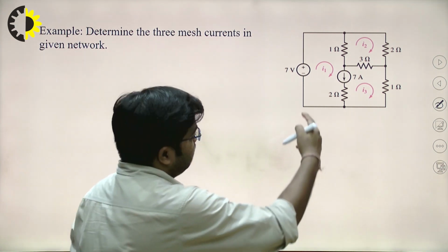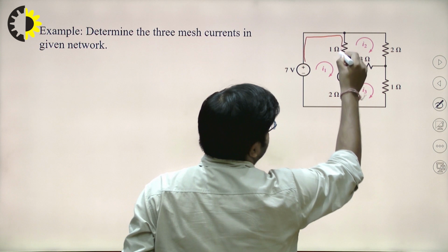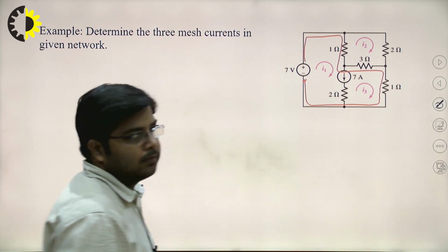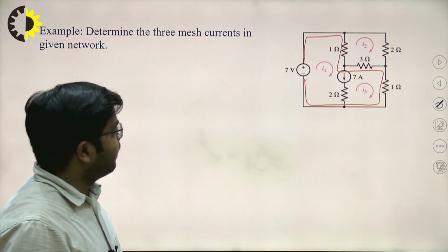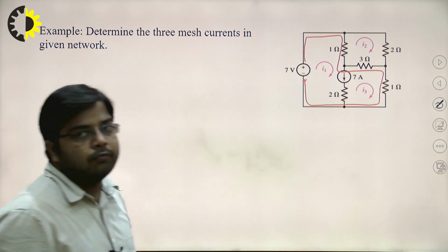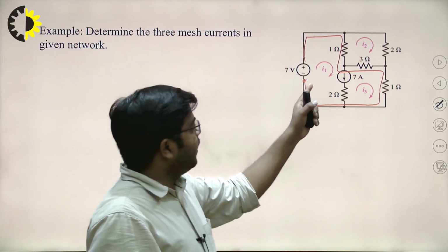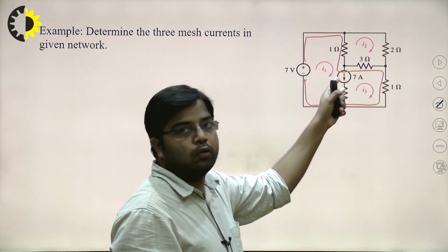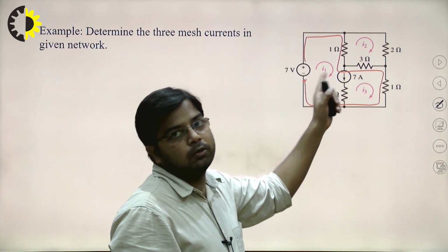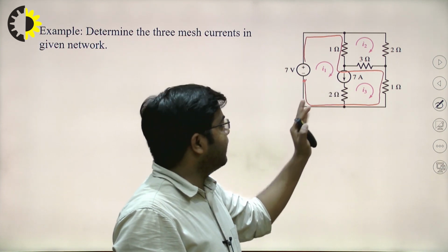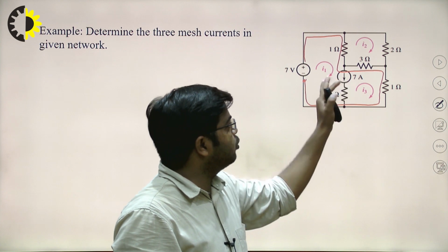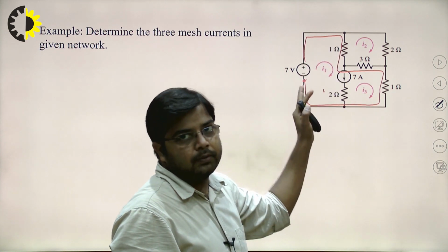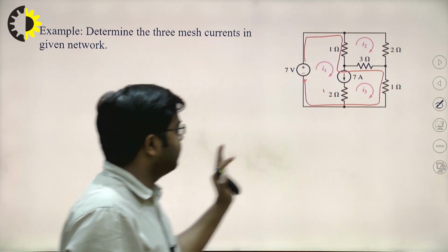So in this case, in this network, first draw the super mesh. So this is the super mesh. Okay. So write the KVL equation for the super mesh, because you cannot write the KVL equation for mesh number 1 and mesh number 2 because the voltage drop across this current source is not known. Okay. In that case, you can remove this current source branch, then the remaining loop will be the super mesh. So just write the KVL for the super mesh.